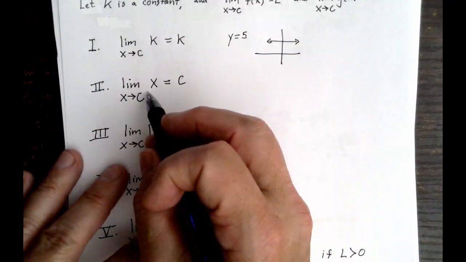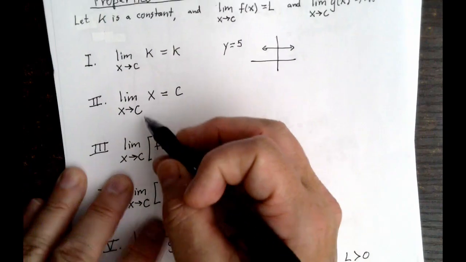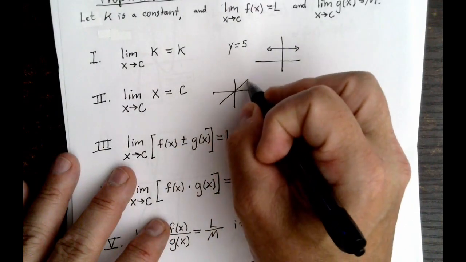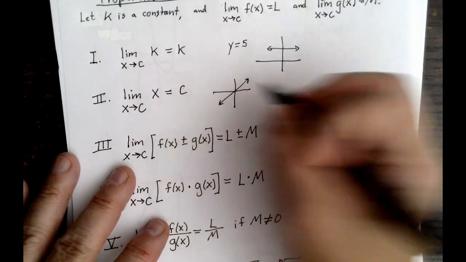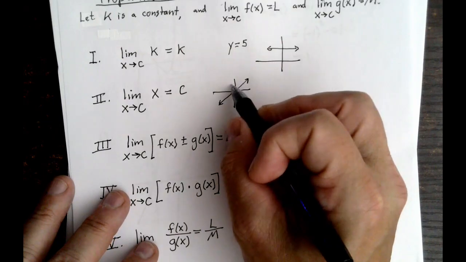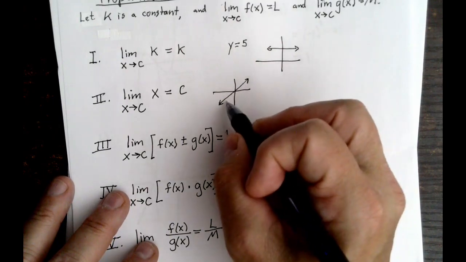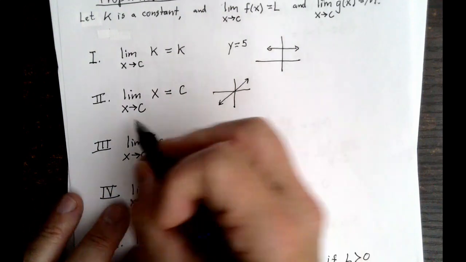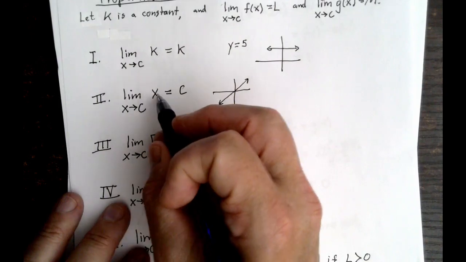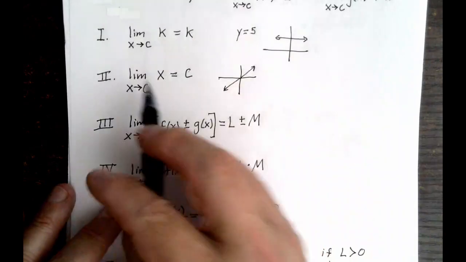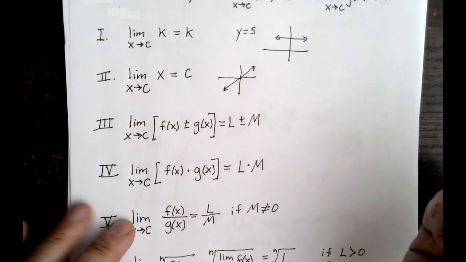Now the limit as x approaches c of x equals c, well that's just a graph of y equals x. See, 45-degree angle there goes through the origin. So if you're looking at the value 3, then the y-coordinate is also going to be 3. If you're looking at the value of minus 4, the y-coordinate is also going to be minus 4. So if you approach 5, plugging 5 into the function, you get 5 for the limit. And so the limit of x equals just c, whatever your number c is that you're approaching.